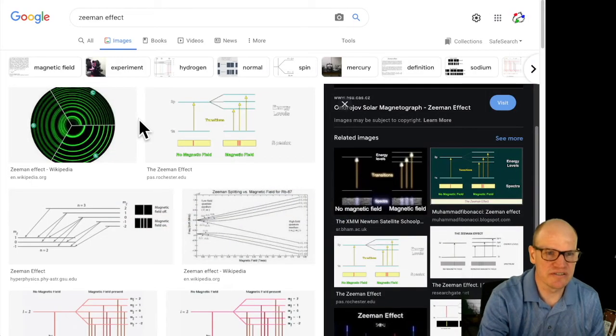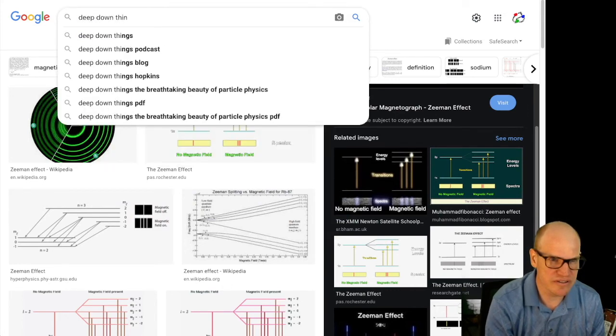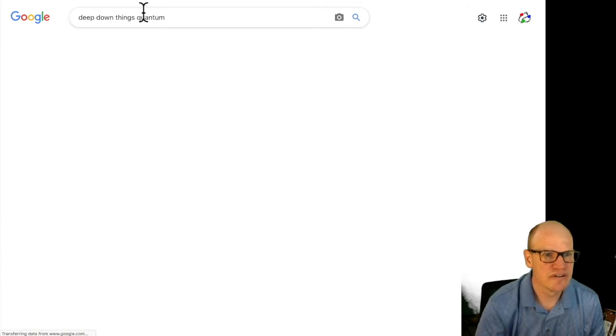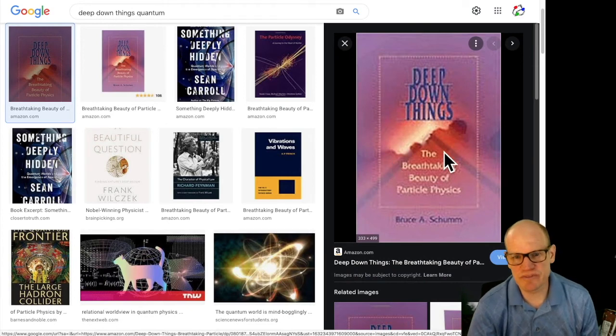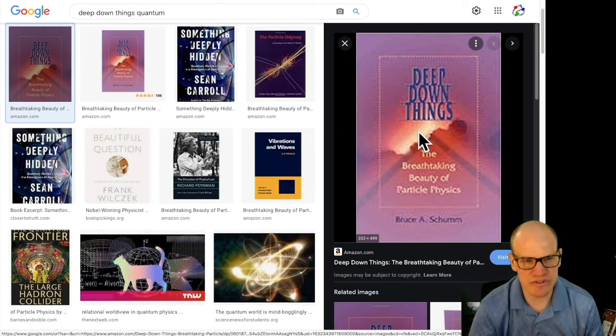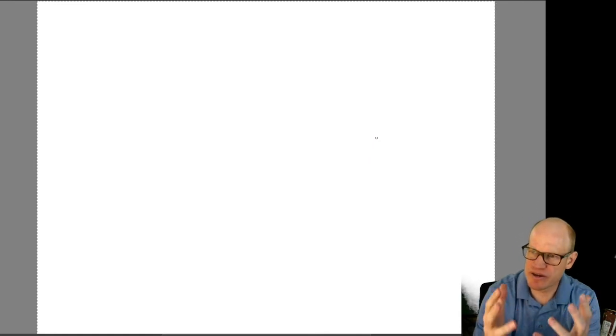There's a book. I don't have it because I checked it out from the library when I read it, but the book is called Deep Down Things. It is my favorite science book that I've ever read, actually. It's this book right here, The Breathtaking Beauty of Particle Physics. It goes into detail about what symmetries, what things we want our mathematical structures to have, that force us to have a strong nuclear force. I don't remember the details now because I read it like 20 years ago.